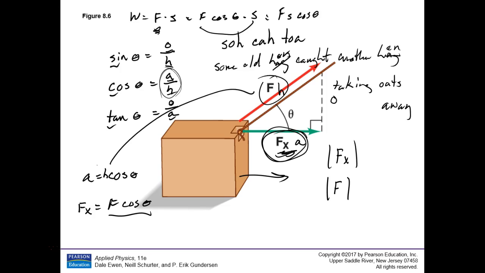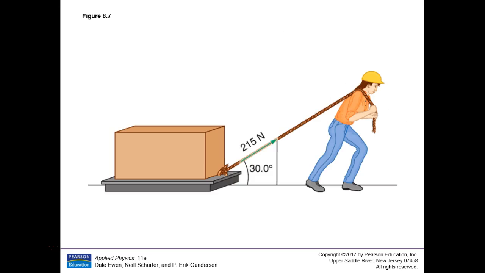Let's do example 3. Let's see if example 3 has a figure. I think this is it. A person pulls a sled along level ground at a distance of 15 meters by exerting a constant force of 215 newtons at an angle of 30.0 degrees with the ground, as shown in figure 8.7. How much work does she do?